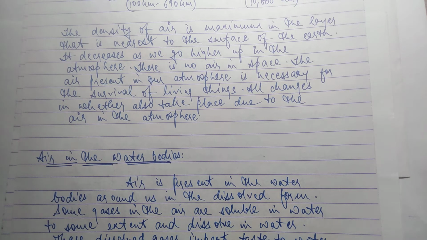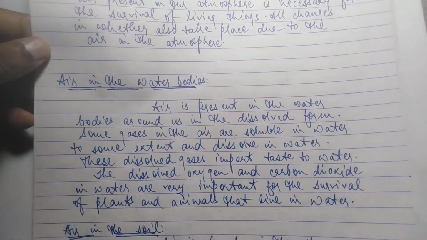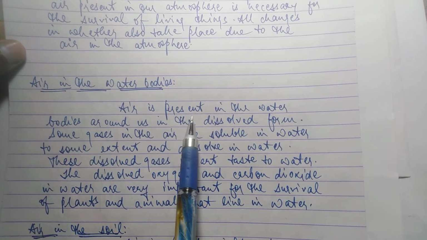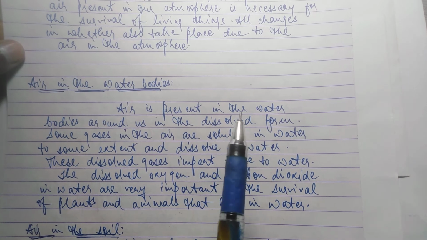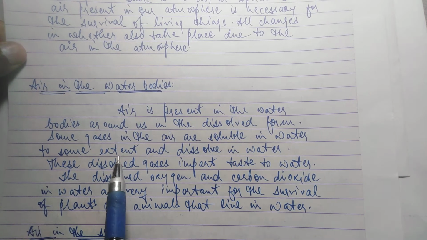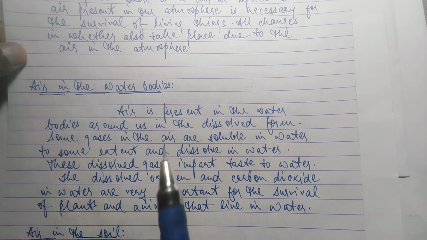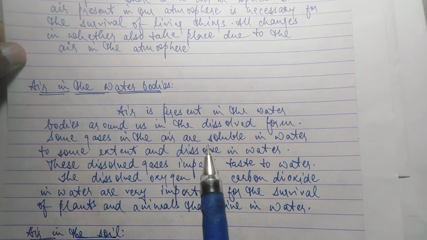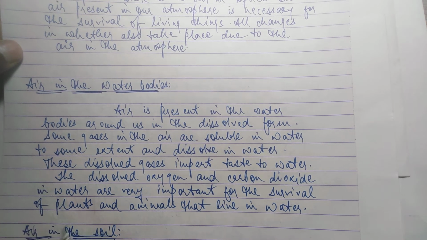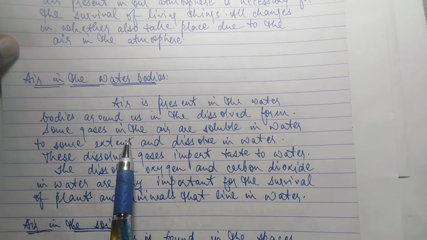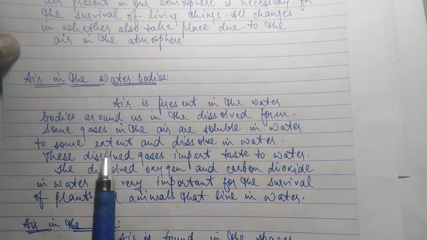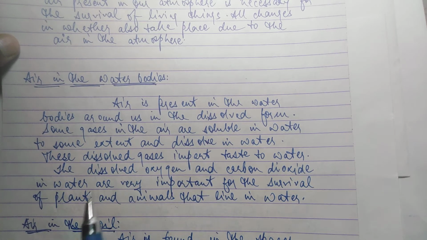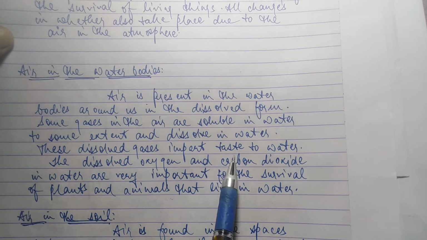Now air in the water bodies. We all know air is present everywhere. So air is also present in the water bodies. Air is present in the water bodies around us in the dissolved form. Okay, air is dissolved in water also. That is why the fishes breathe gas from the water also with the help of their gills. Some gases in the air are soluble in water to some extent. मतलब water में वो mix up होती हैं. These dissolved gases impart taste to water.